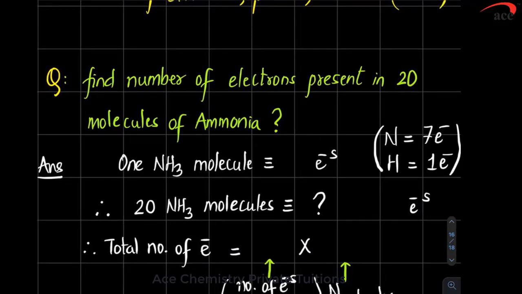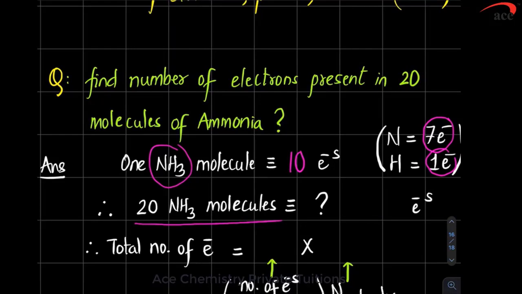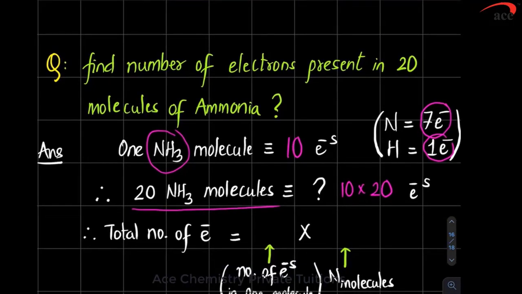If you take nitrogen, it has 7 electrons. If you take hydrogen, it has 1 electron. So ammonia as a molecule will have how many electrons? Correct, 10 electrons. So 20 molecules will have how many electrons? Cross multiply, that is 20 multiplied by 10, or 10 multiplied by 20. That is 200 electrons. So total number of electrons are 10 multiplied by 20.